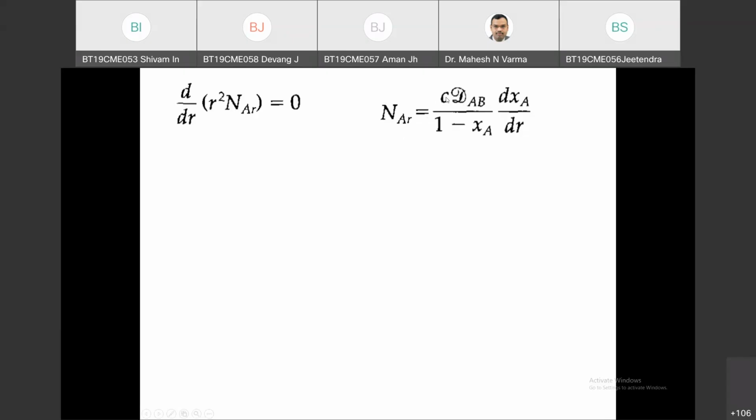get this NAR. Only this term, C DAB dXA by dr, is a molecular flux, which is given by Fick's law of diffusion. And we will have convective flux also. Convective flux will be equal to mole fraction into NAR plus NBR. Again, NBR equals 0. So rearranging the equation, we will get this equation.